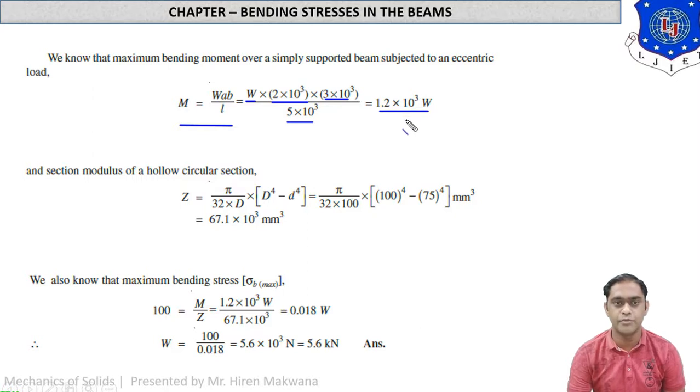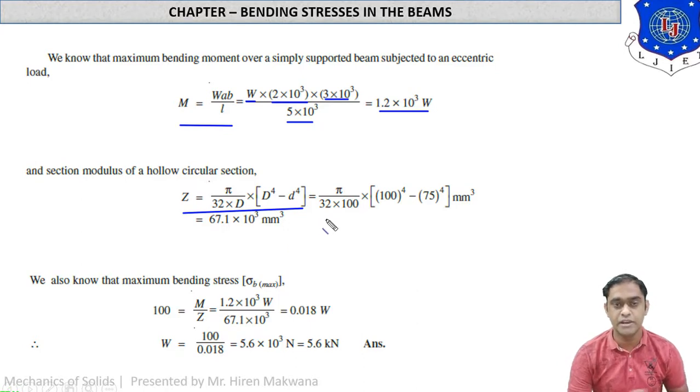So this is the bending moment. Now as we know, section modulus for the hollow circular section, this is another formula which you have to remember. For the hollow circular section, it is pi by 32 D, in the bracket D raised to 4 minus d raised to 4. This is the standard formula for the section modulus of a hollow circular section.